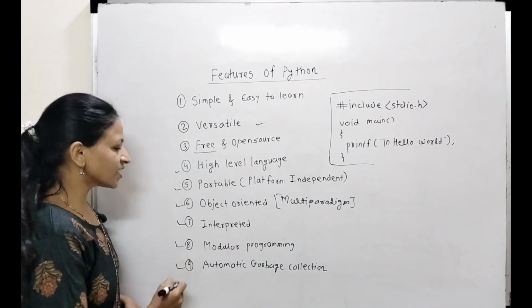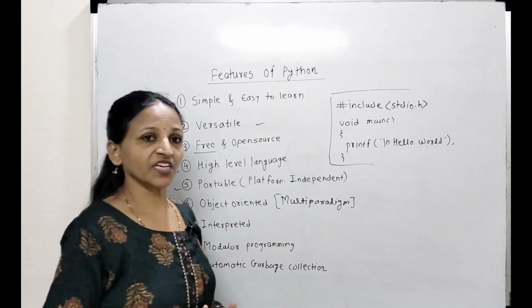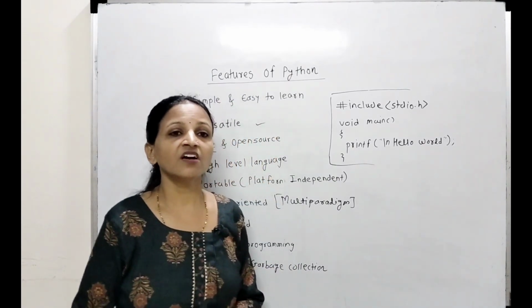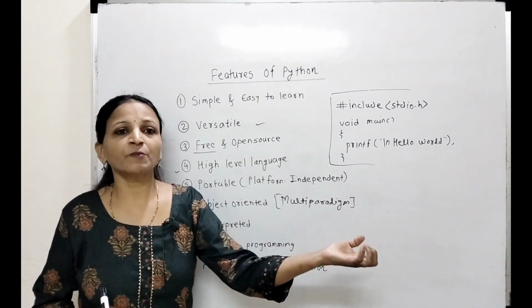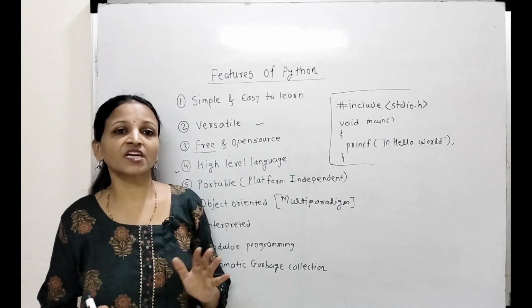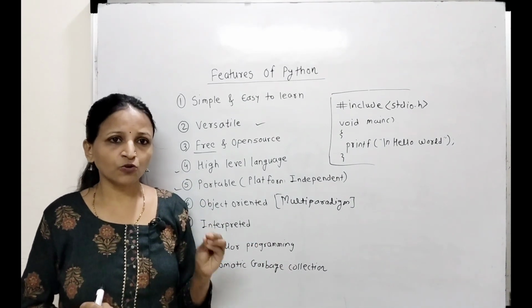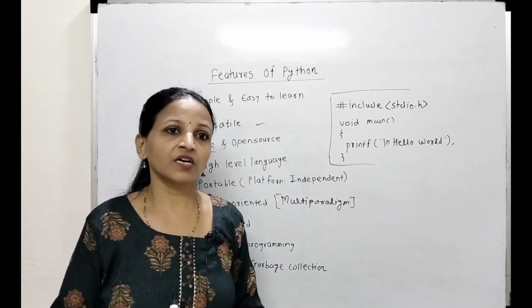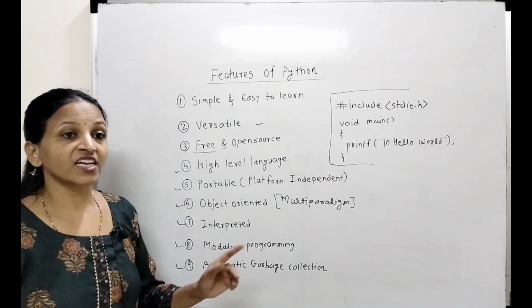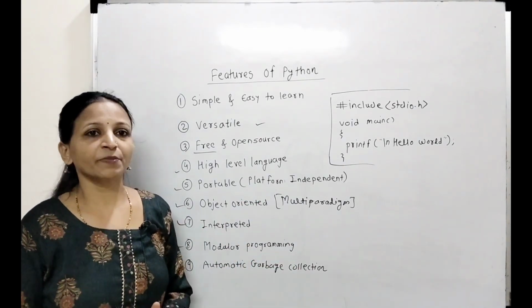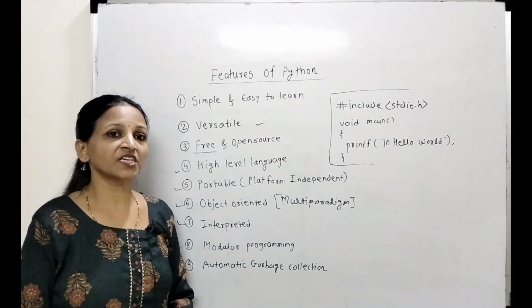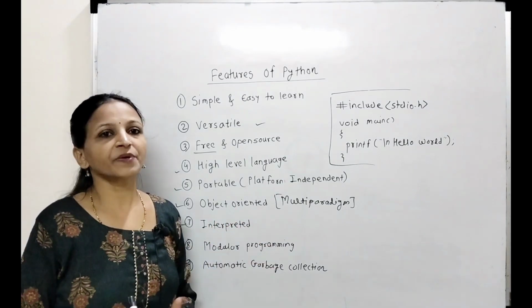And the last point is automatic garbage collection. You know, in C and C++, we are doing dynamic memory allocation and deallocation. Means that memory management is the total responsibility of the programmer. But in case of Python, or again in case of Java, there is automatic garbage collection. Means memory management is the task of the interpreter.